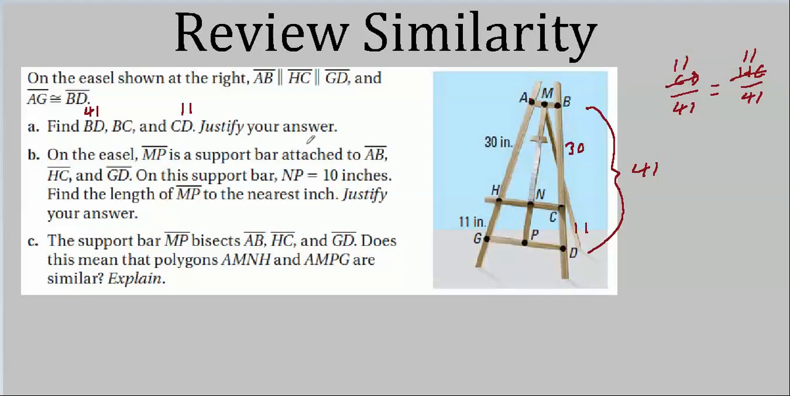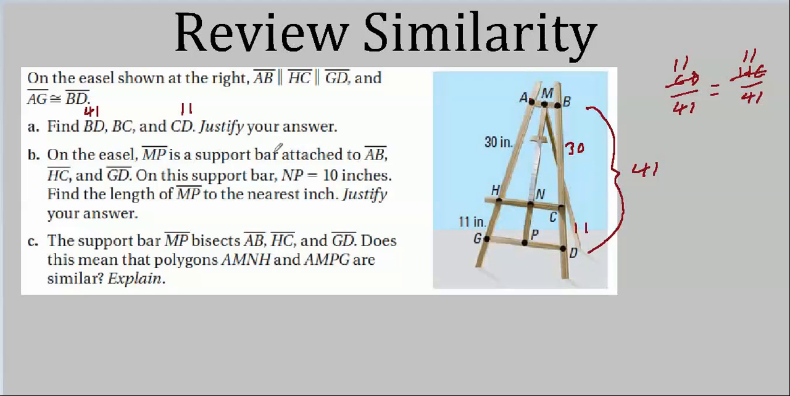Now, for part B, I want us to take a look at this support here, MP. And it's fixed at the points P, N, and M. Well, being fixed like this, we know it's in the same plane as these two. For instance, this one here isn't. It's kind of like the third leg of a tripod. This is not in the same plane as all this stuff here. This straight line here, this is. So we can use everything we know about transversals and parallel lines and all that good stuff, depending on what questions they ask.